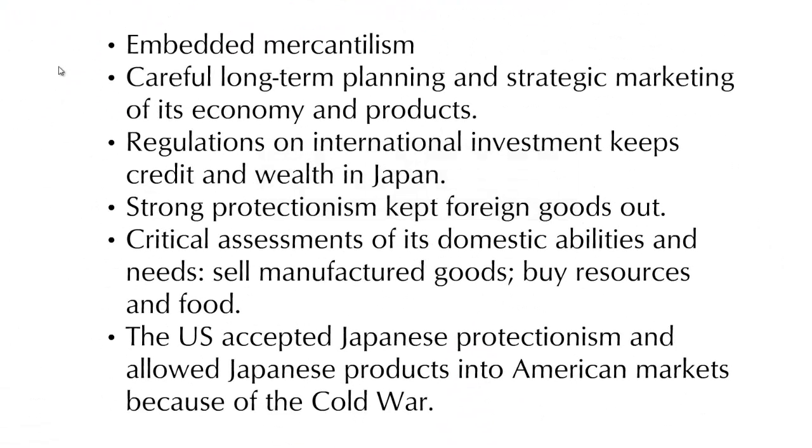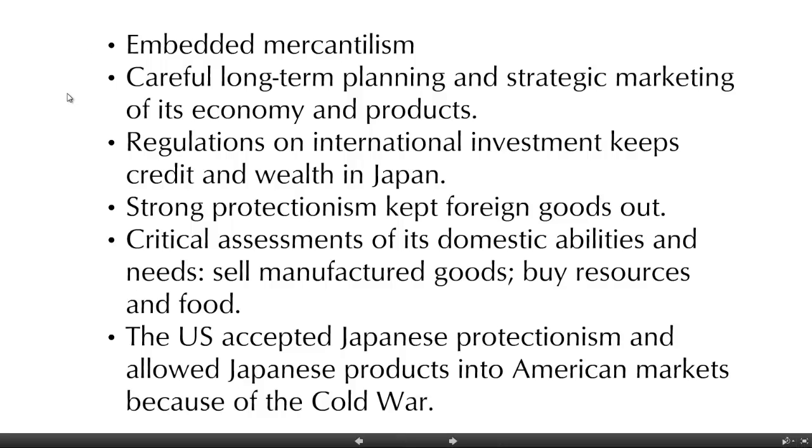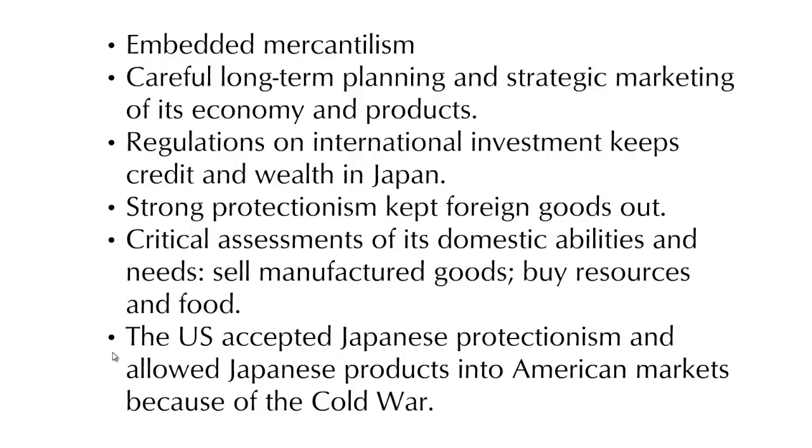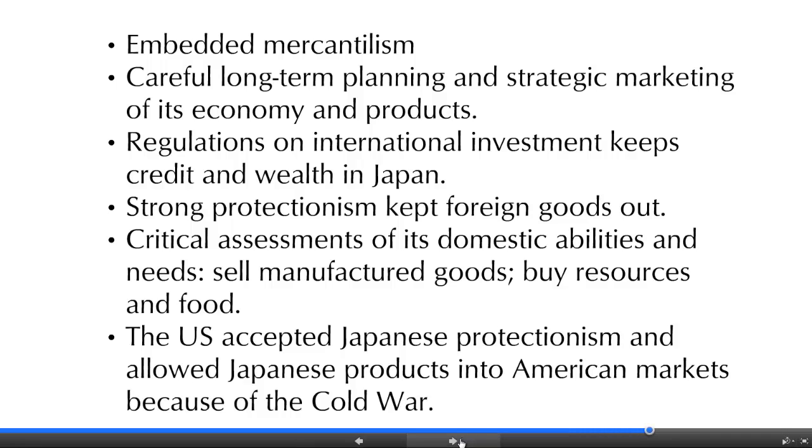This system resulted effectively in an embedded form of mercantilism, where you had government doing careful long-term planning and strategic marketing, and where regulations on international investment kept credit and wealth in Japan. So in a quite real sense, relative to other economies, there was strong protectionism that kept foreign goods out. This was allowed by the United States during the post-war era because of the Cold War. The Americans needed the Japanese on the front line, if you will, against what was developing as the communist bloc, particularly when China became communist and so on.